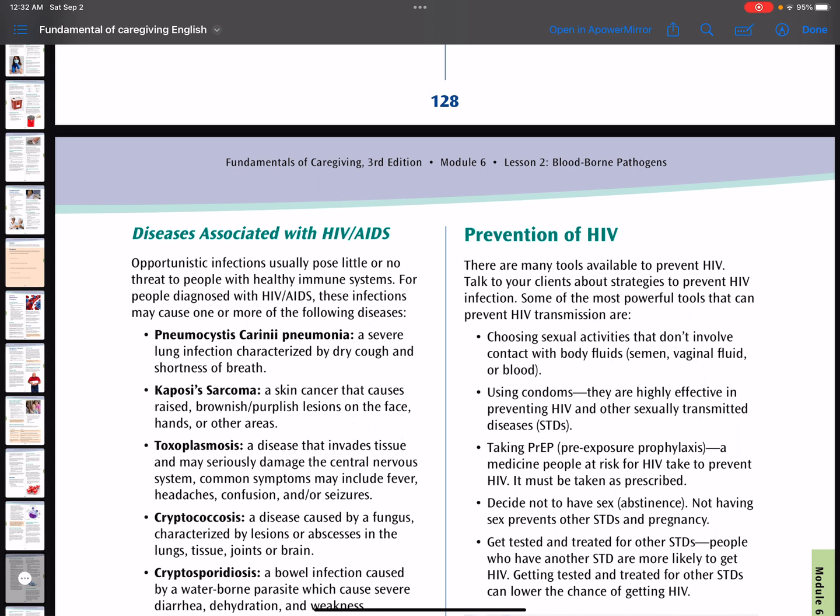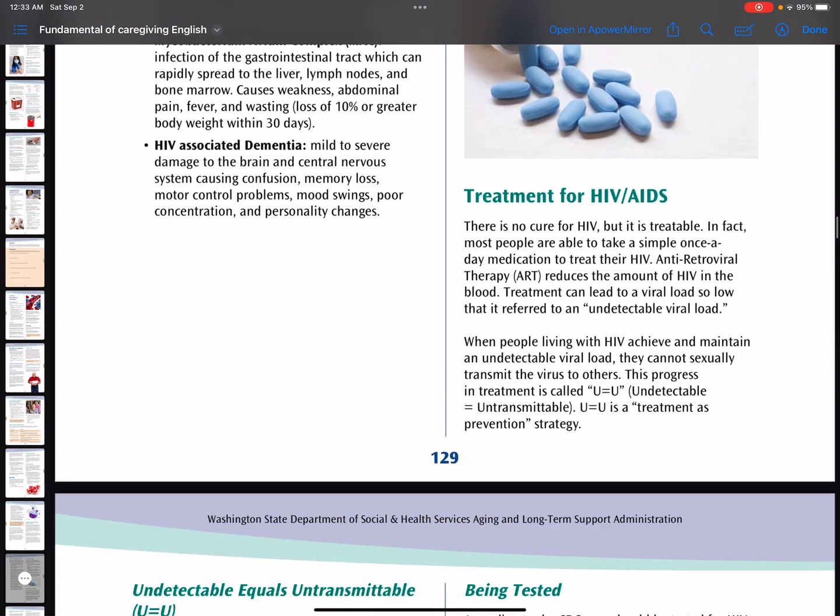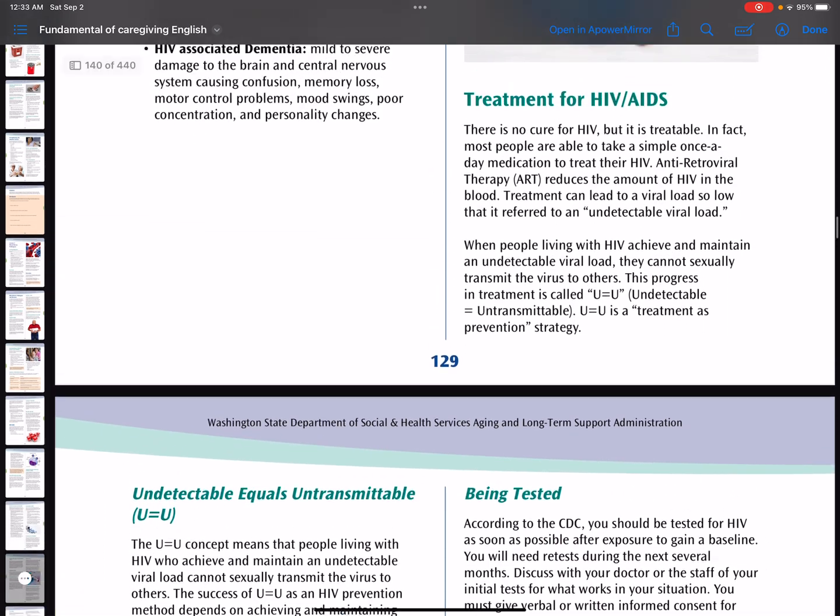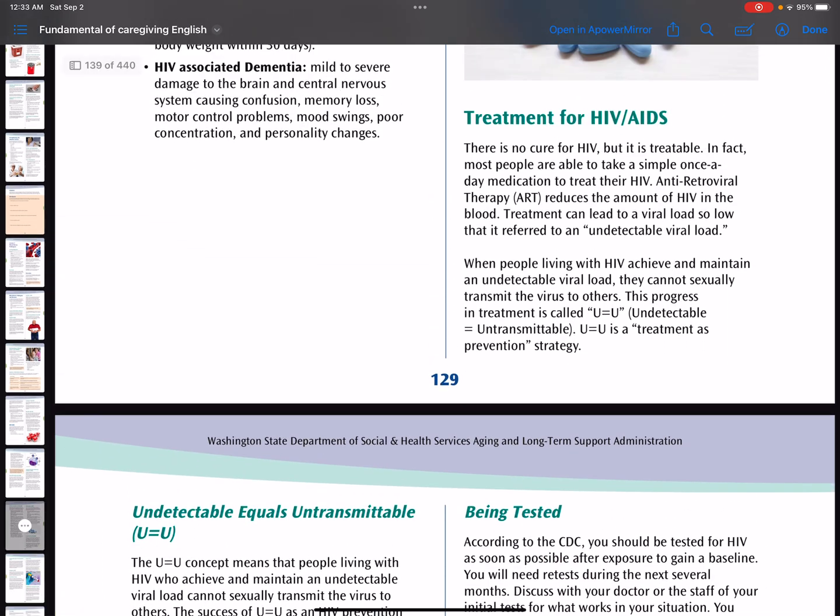Okay, what's the treatment of HIV or AIDS? There is no cure for HIV, but it's treatable. In fact, most are able to take simple once-a-day medication to treat their HIV. It's called antiretroviral therapy, ART.